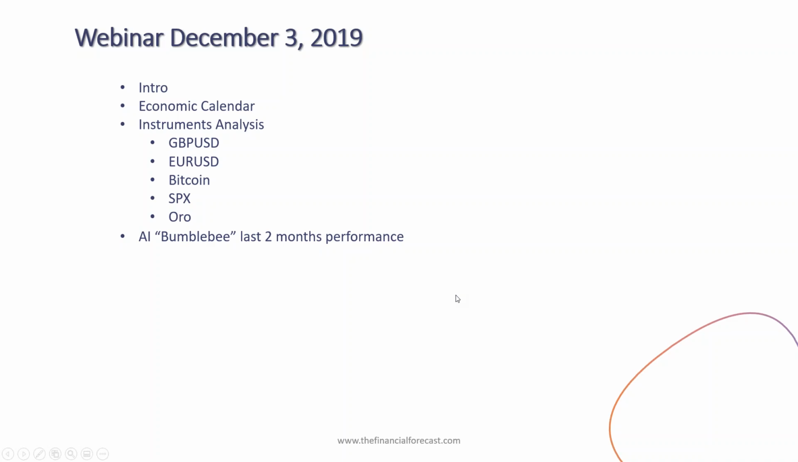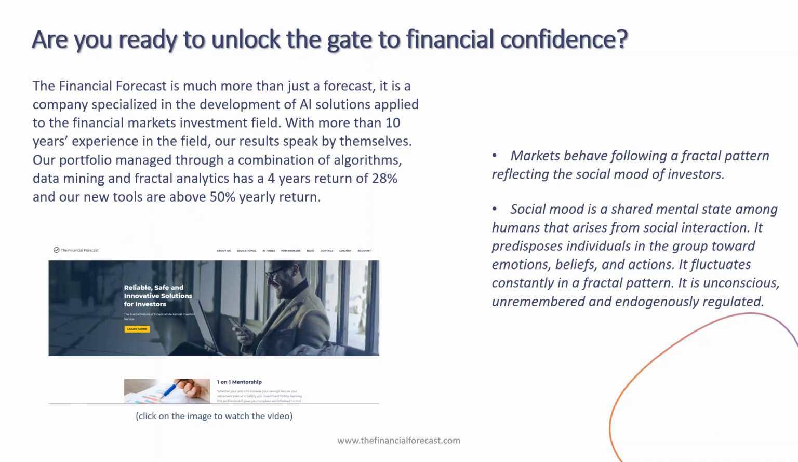And finally, we will check the last 2 months of performance of Bumblebee. It is an artificial intelligence that we have working at this moment, our first commercial artificial intelligence. We will review what it did in the last 2 months, where it is operating, what the performance was, and what the statistics are for this artificial intelligence. Okay, do you agree with this? Let's move to the first slide.